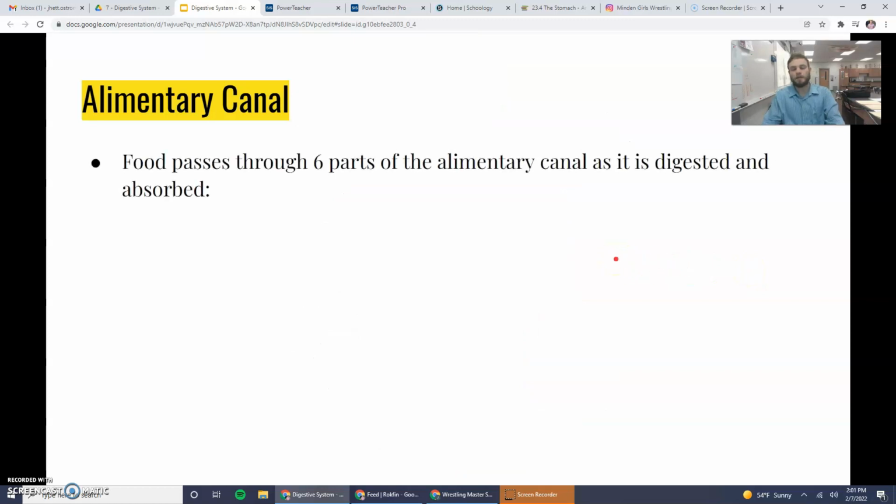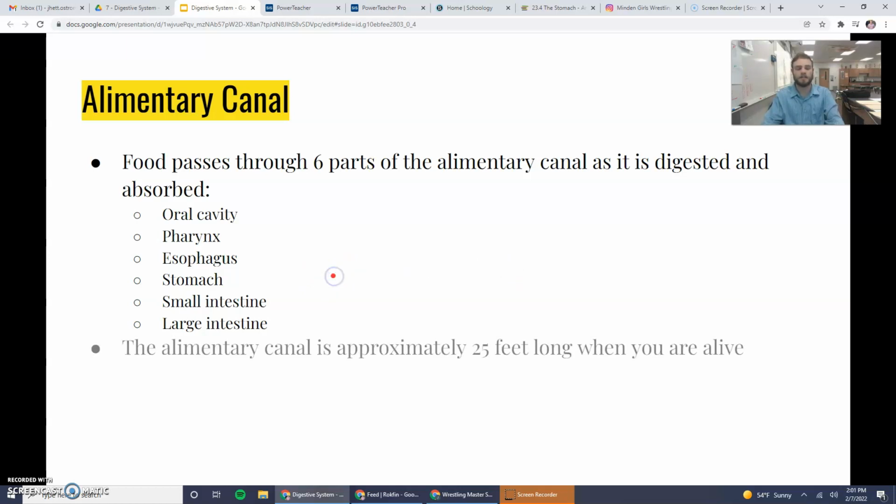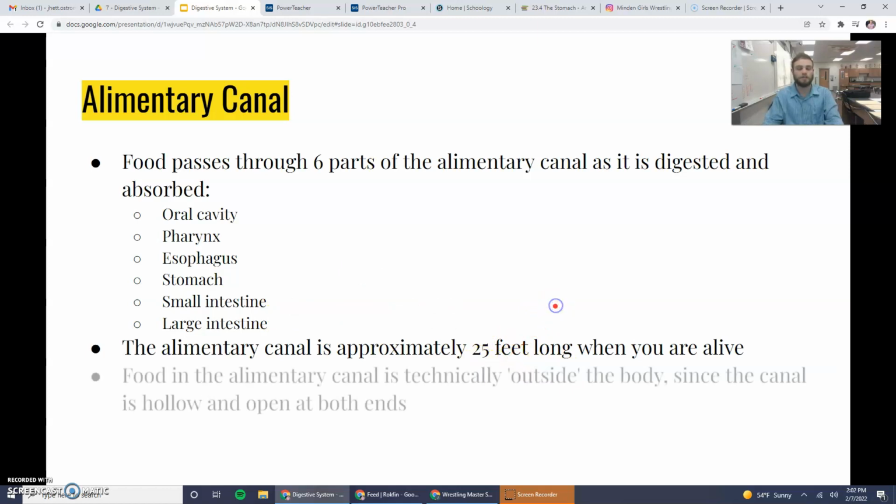So the alimentary canal has 6 parts that food is going to pass through. You have the oral cavity, the pharynx, the esophagus, the stomach, small intestine, and then the large intestine. All of these are going to be part of the tube and just different sections of the tube throughout the entire digestive system. While you're alive, the alimentary canal is approximately 25 feet long. You have a lot of smooth muscle that has muscle tone, so they're partially contracted, contributing to actually shortening that and then being of use during digestion.